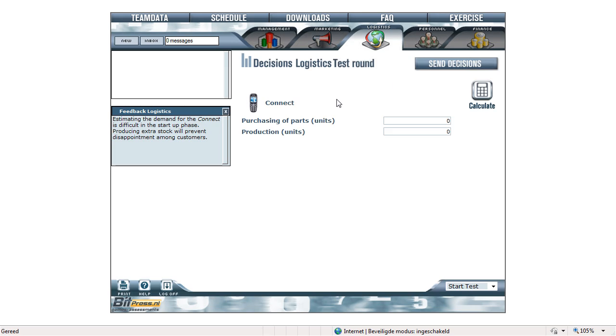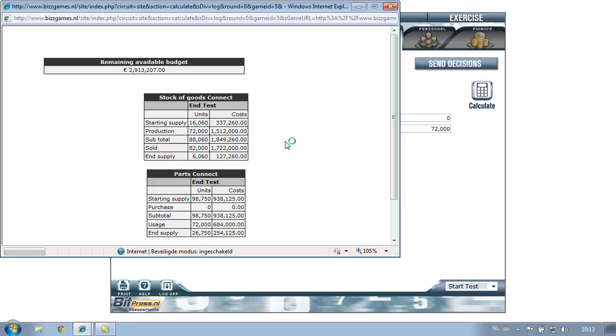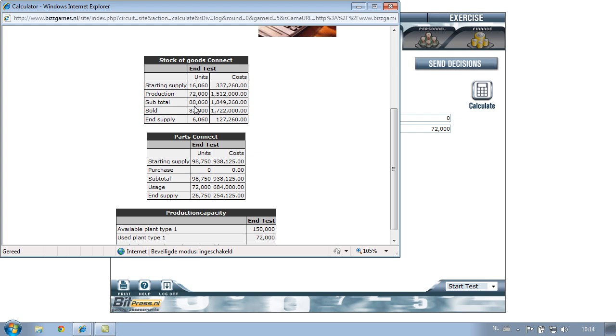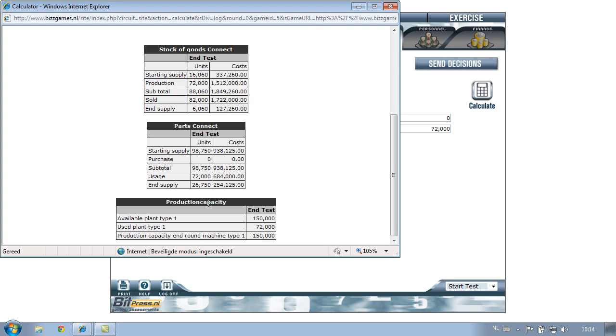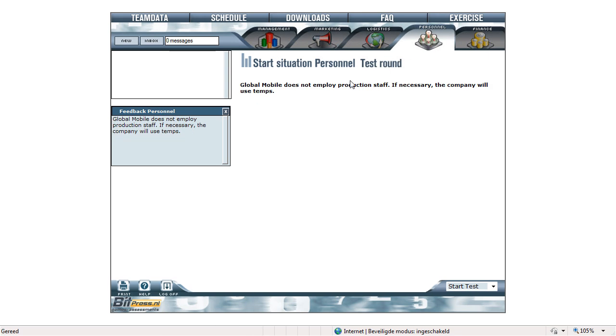We go to the decisions and here we can fill in our decisions for logistics. We then use the calculation button to see a pre-calculation of our stocks. Again, this is calculated on the basis of our decisions and the sales estimate we have made at marketing. We can see the stock of goods of Connect, the parts of Connect and the production capacity at the end of the round. We can now close the pre-calculation, send our decisions and go to the next department. Global Mobile does not employ production staff. If necessary, the company will use temporary staff.